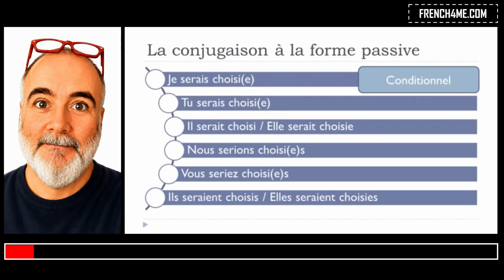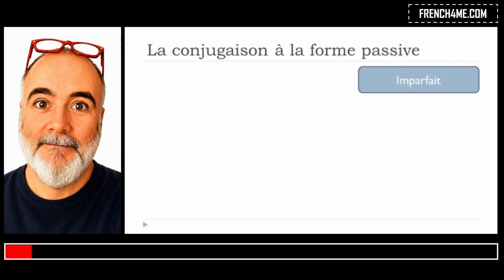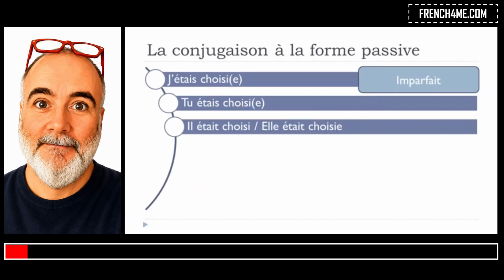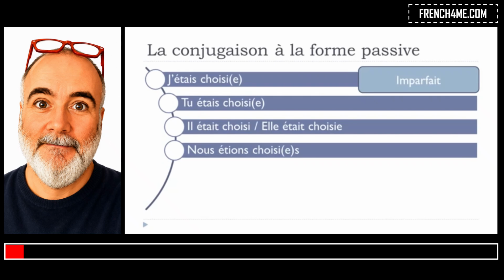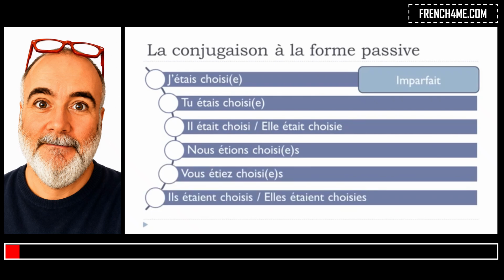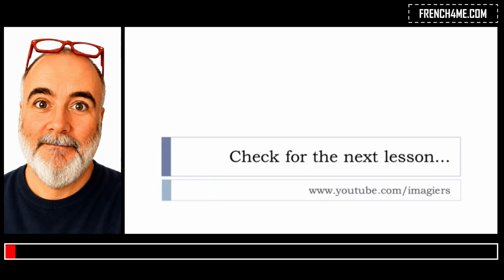Okay? And last but not least, imparfait. J'étais choisi, tu étais choisi, il était choisi, elle était choisie, nous étions choisis, vous étiez choisis, ils étaient choisis, elles étaient choisies. Alright? So that's it for la conjugaison à la forme passive.